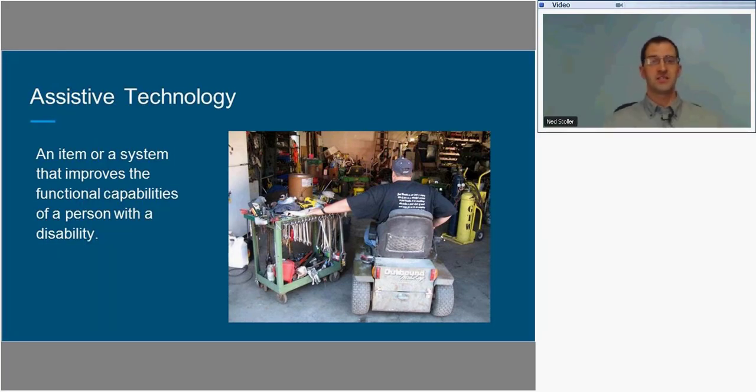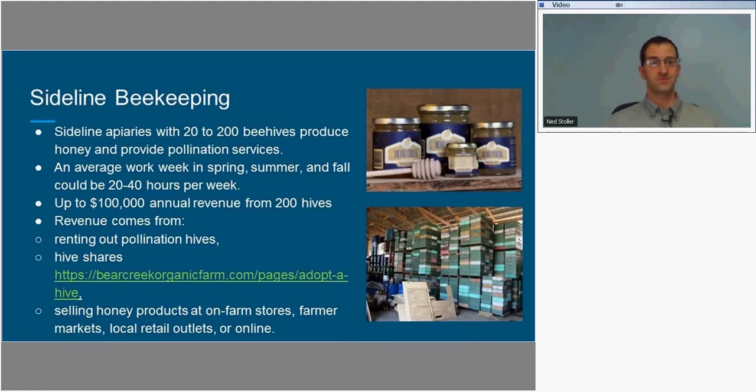Assistive technology is simply an item or system to improve the functional capabilities of a person with a disability. So when we have a beekeeper who has tasks that he needs to do and is challenged to do because of some medical condition, we are thinking about tools or systems to make him or her able to do their work with the assistive technology provided.